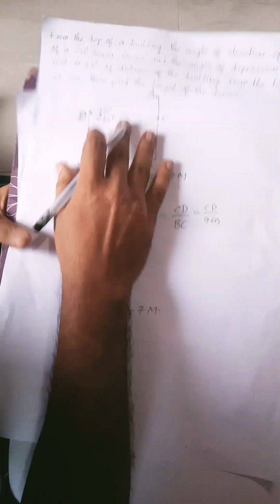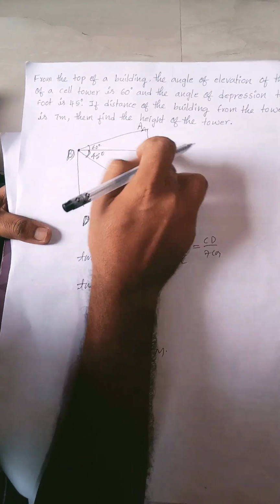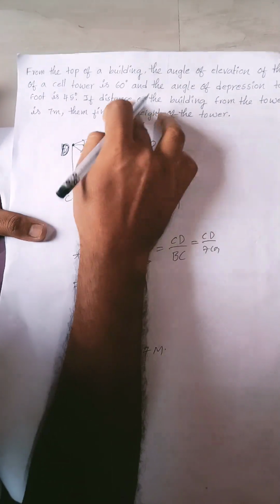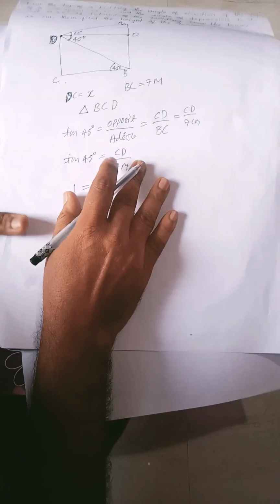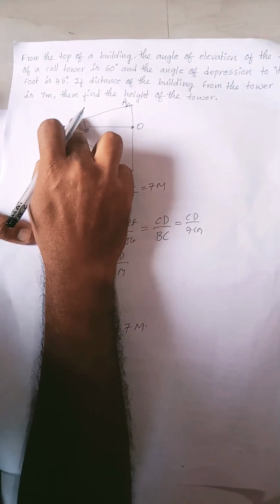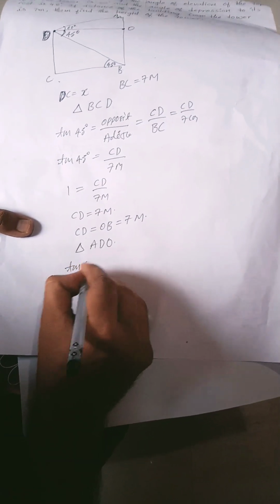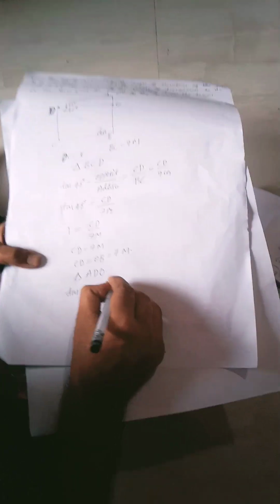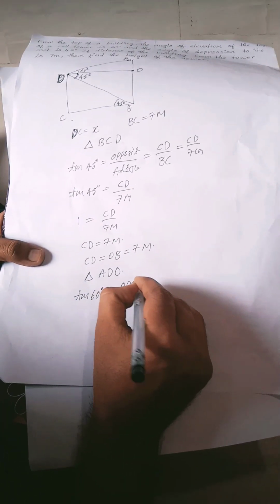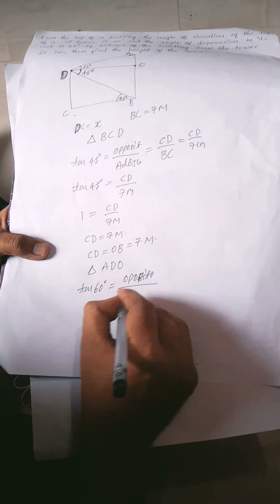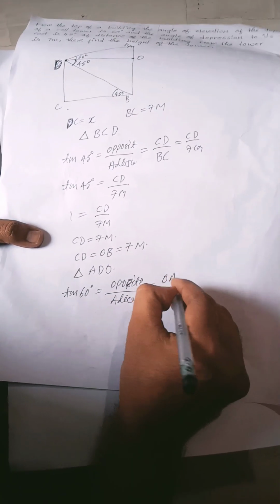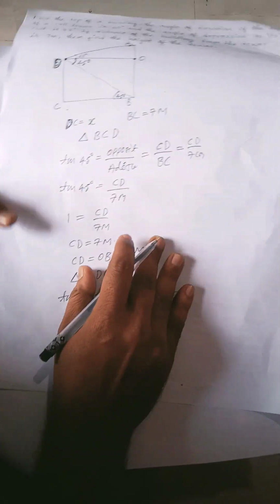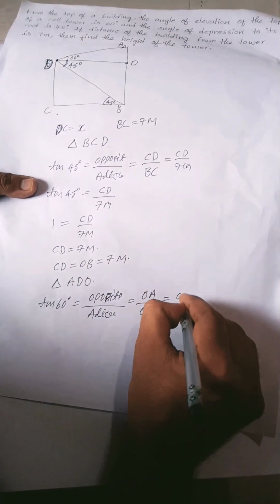But in this triangle, triangle ADO, tan 60 is equal to opposite by adjacent. Tan 60 degrees is equal to opposite by adjacent. Opposite is OA by OD. OA is unknown.